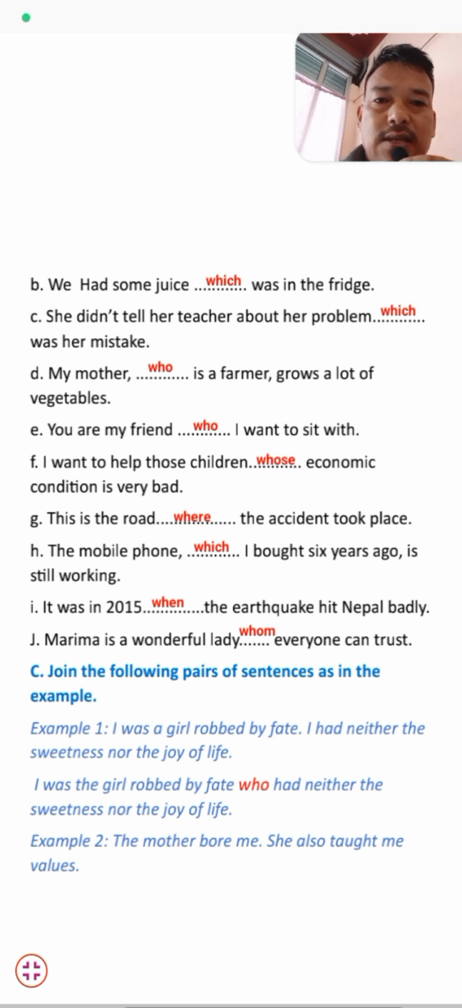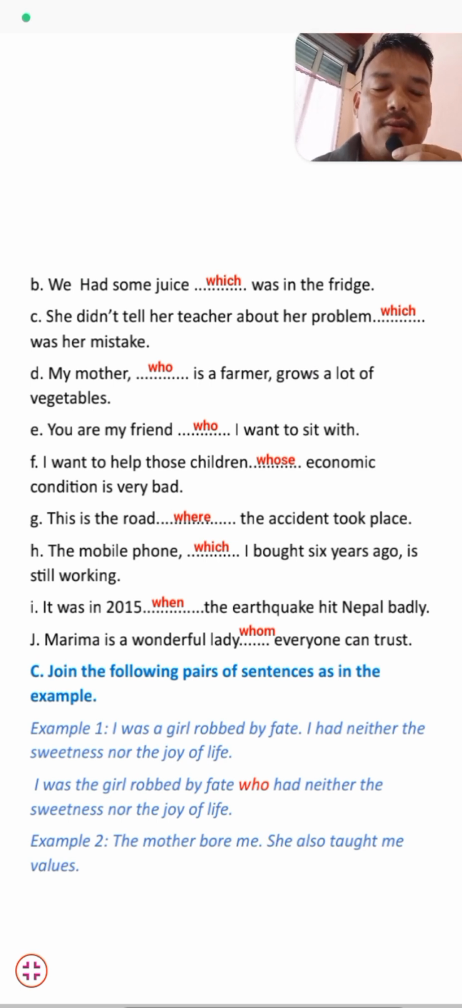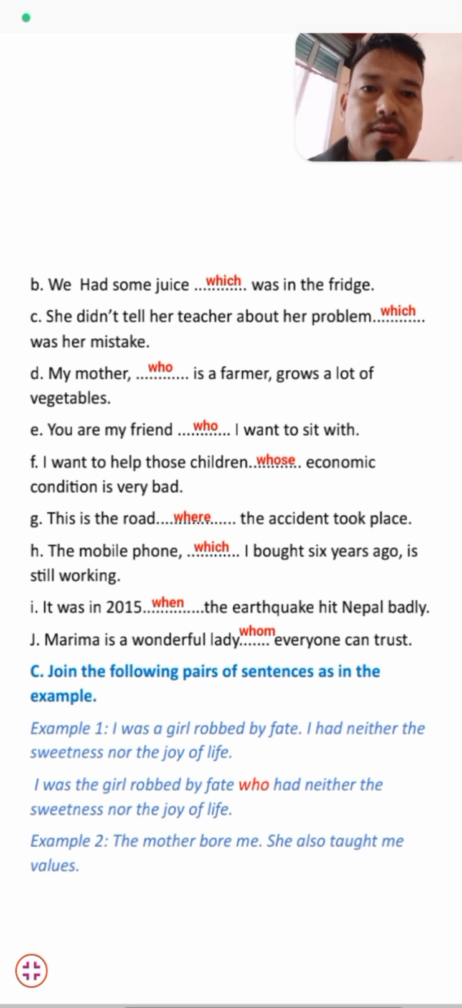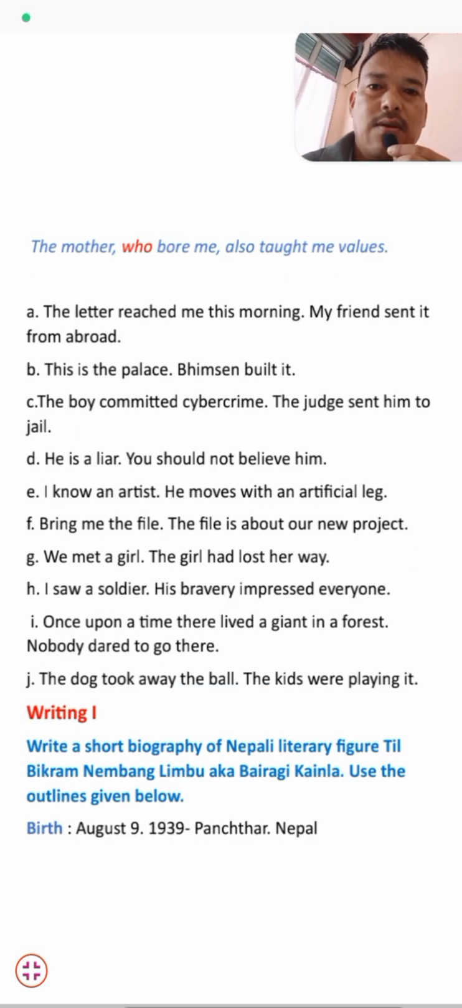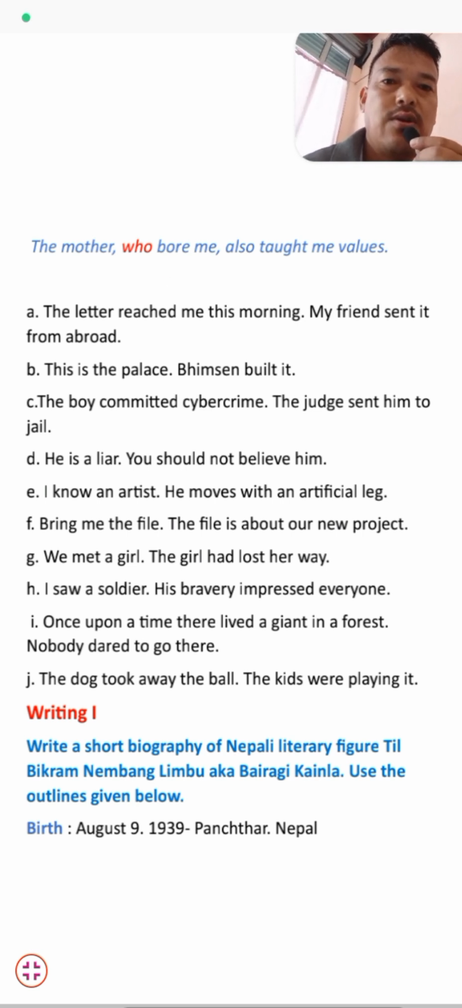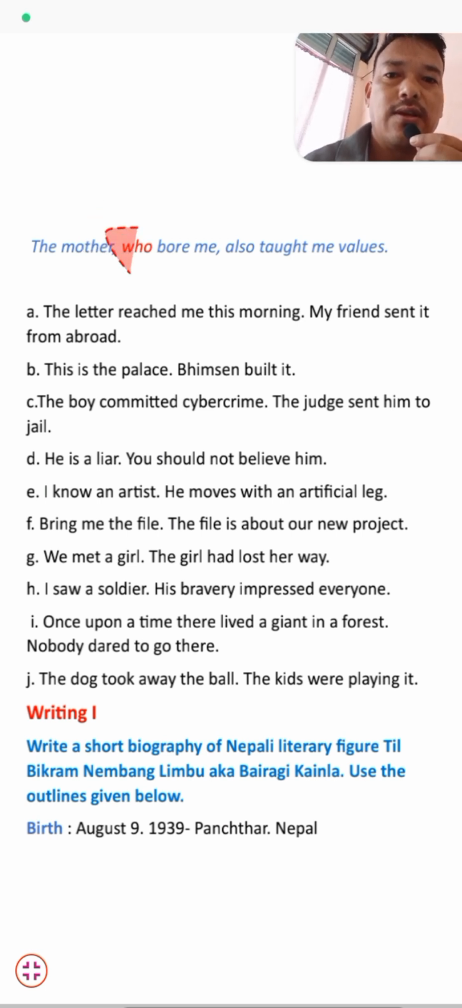And similarly, the second example: the mother bore me. She also taught me values. Again, two sentences; you can use the appropriate relative pronoun clause, then you can join the two sentences here. Have a look at this. Yes, you can write it in this way: the mother who bore me also taught me values. Again, the word who is joining two sentences and making the sentence very short.